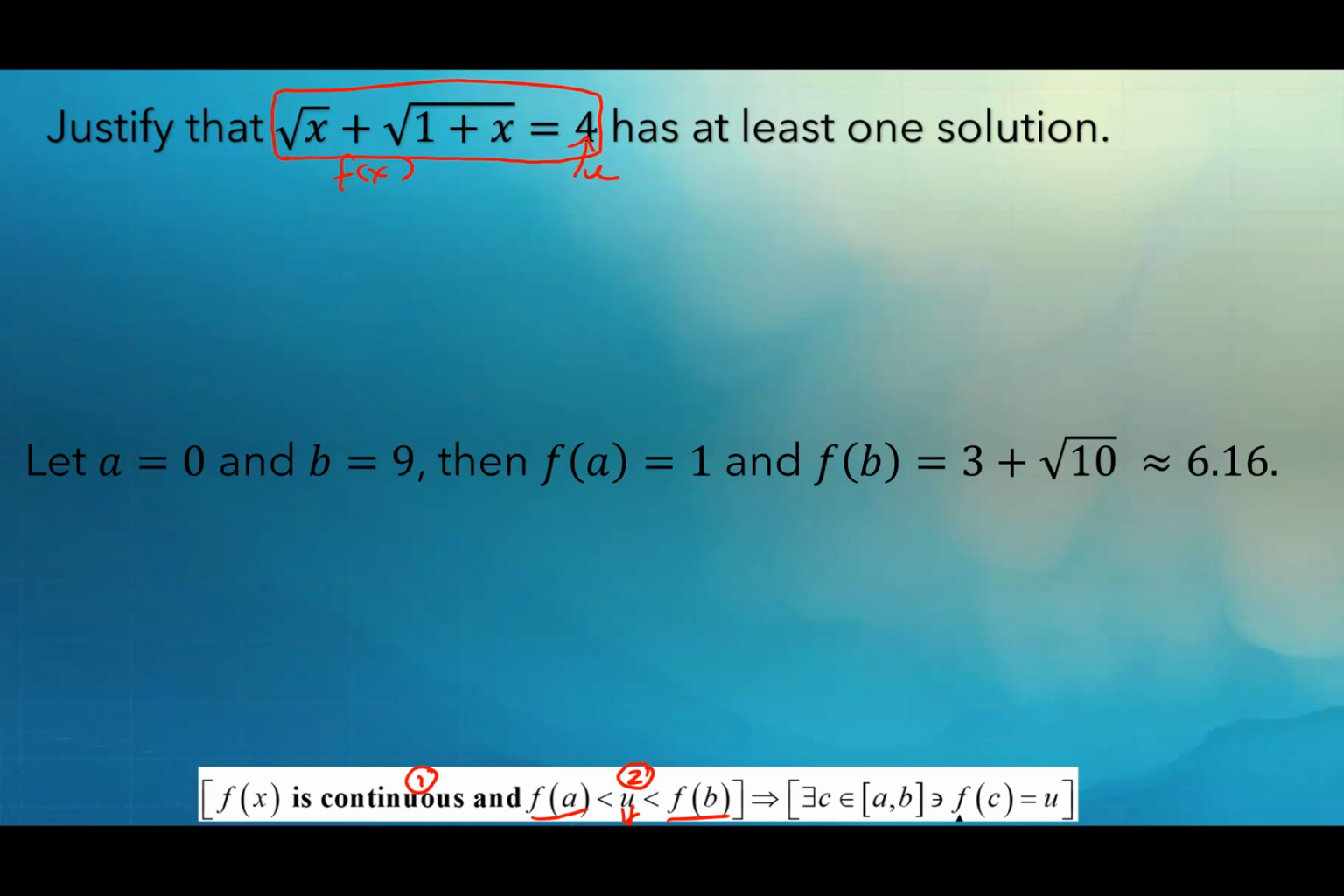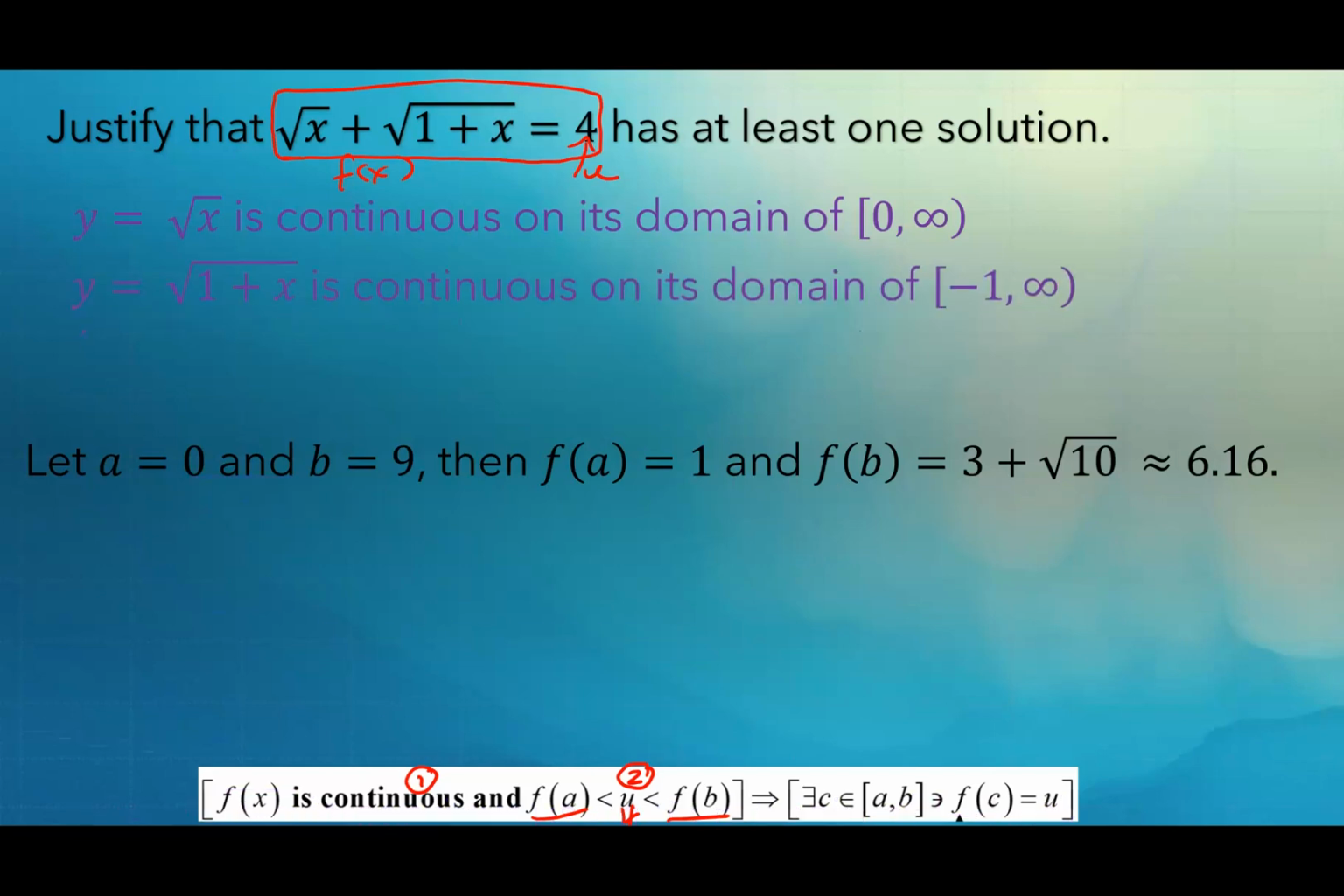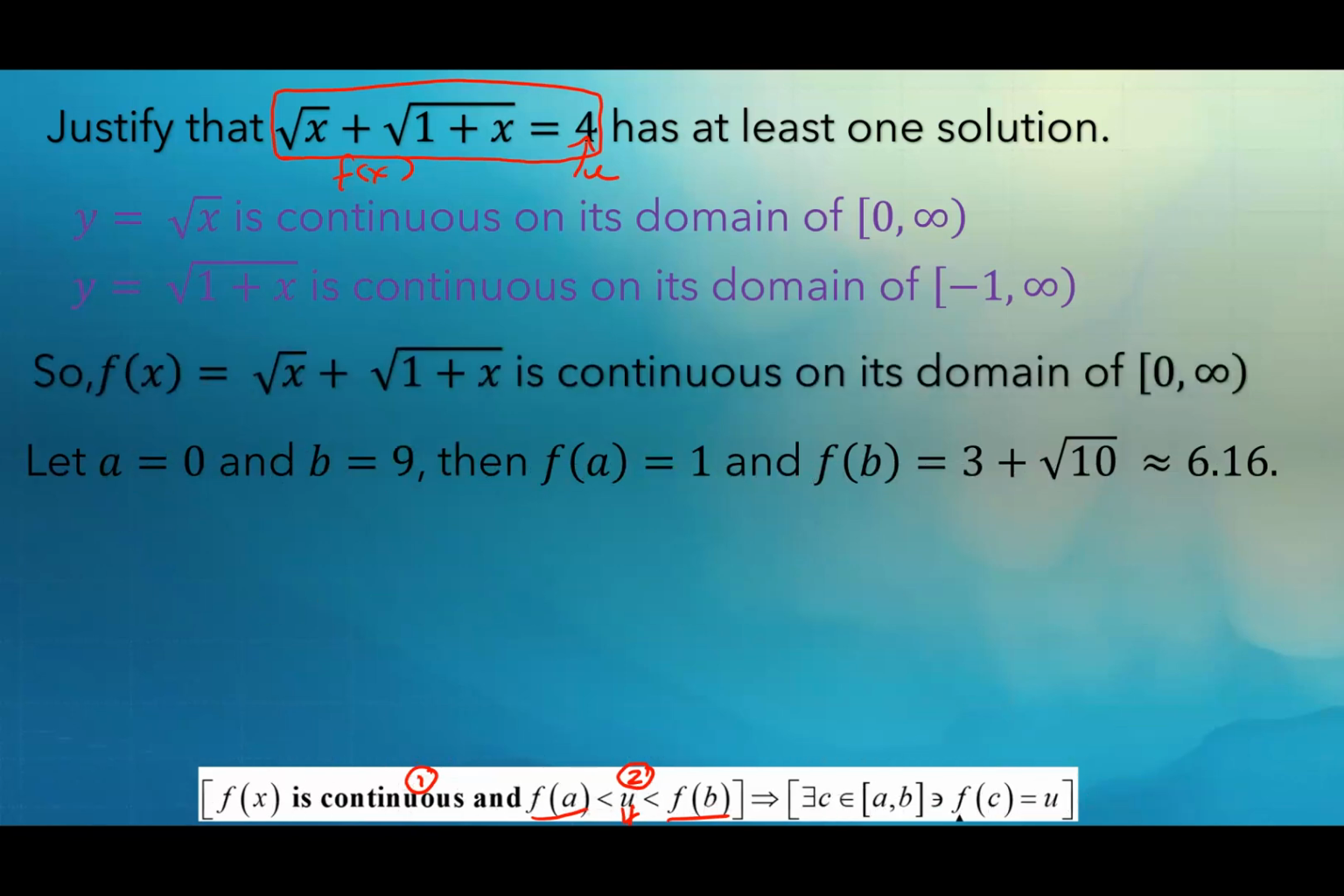Well, let's justify that f of x is continuous. We know that square root of x is a continuous function within its domain from 0 to infinity. And then we also know that the square root of 1 plus x is continuous on its domain from -1 to infinity. Therefore, when I added them together to get f of x, our function f of x is continuous on the smaller domain, 0 to infinity.